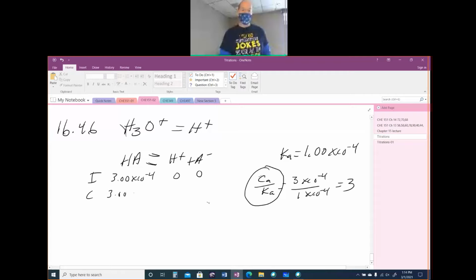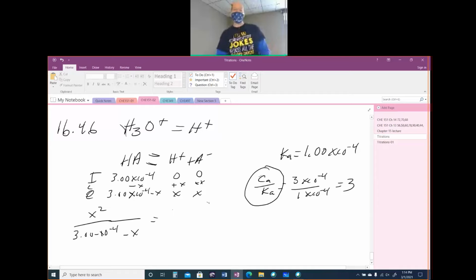So 3.00 times 10 to the minus 4 minus x, plus x and plus x. So that's your change. That's your equilibrium. At equilibrium, minus x, x, and x. So you have x squared divided by 3.00 times 10 to the minus 4, ridiculously small initial concentration, minus x is equal to 1.00 times 10 to the minus 4.